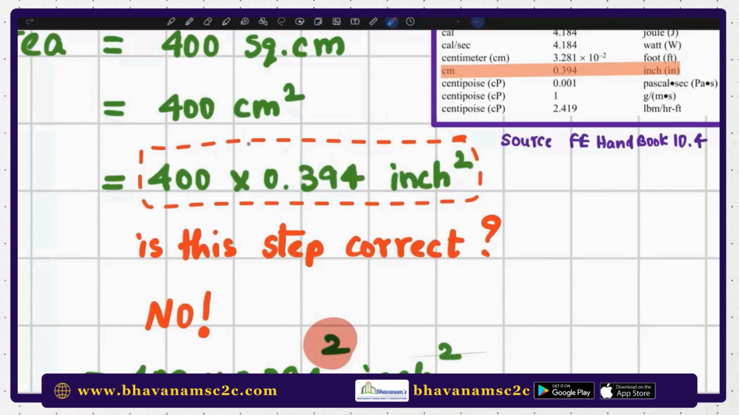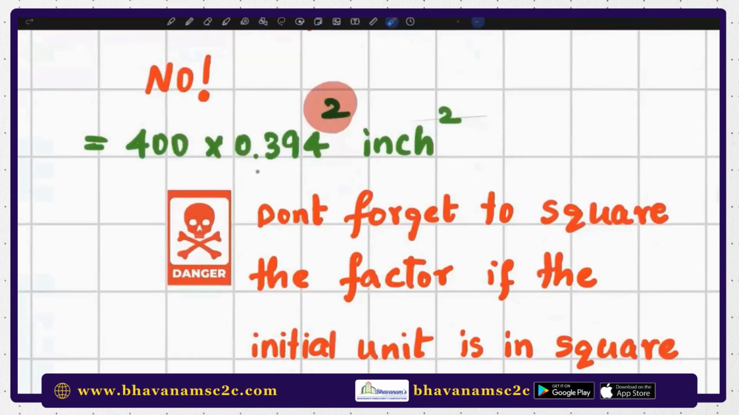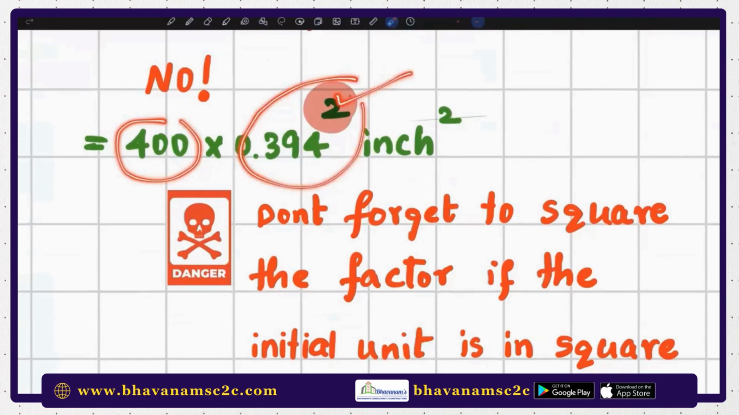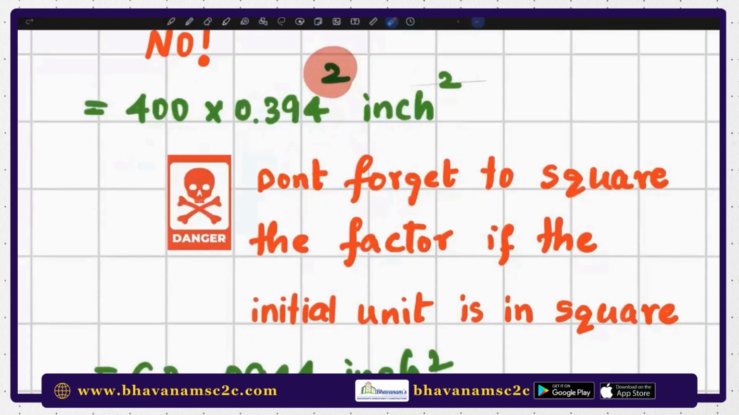Since it's an area, since it is a centimeter square, you can see that the centimeter has the power 2. So the factor should also be raised to the power 2. So this step is not correct. The correct answer is 400 into 0.394 whole square. You have to square the factor also. It is very important. This is a danger zone. You can make the mistake.